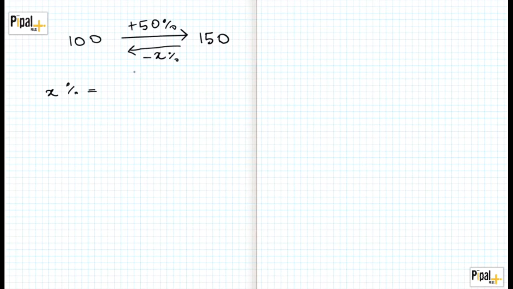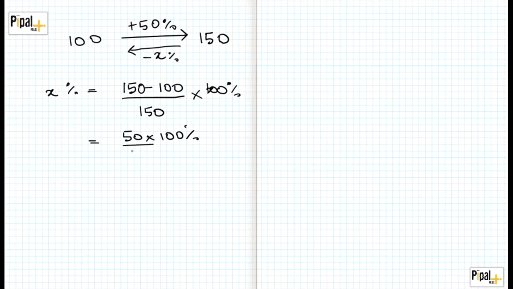So I'm not going to do 100 minus 150. I'm just going to do 150 minus 100. So 150 minus 100, this is the difference that I want to come back. However, the new base is 150, and multiply this by 100%, right? Now this becomes 50 into 100% upon 150, which is equal to 33 1/3%, right?